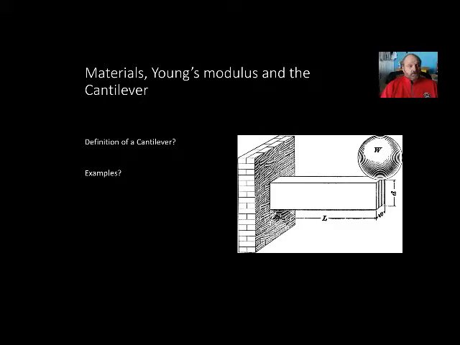So you can do some modeling of airplane wings, for example, using basic cantilever physics. Other cantilevers could be, say, a diving board, right? That's a classic one. We're all familiar with diving boards if we've been around swimming pools. Antennas, right? They're attached on one end and they're free to move on the other end. So that's basically what a cantilever is.